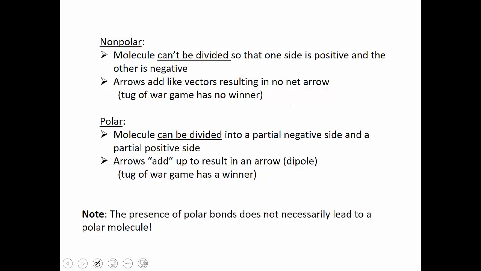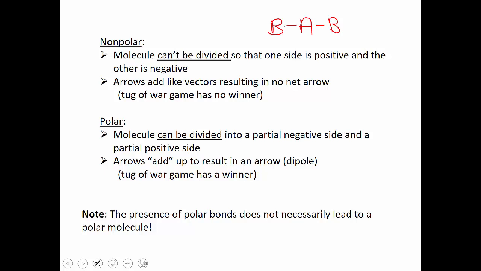And I just want to add that the presence of polar bonds does not necessarily lead to a polar molecule. So in a nonpolar molecule that's made up of polar bonds, these polar bonds do something that we call cancel out. The most clear way to see polar bonds canceling out is in a linear molecule. So let's say we have a molecule with A as our central atom and B as our two terminal atoms, and we have a linear molecule.